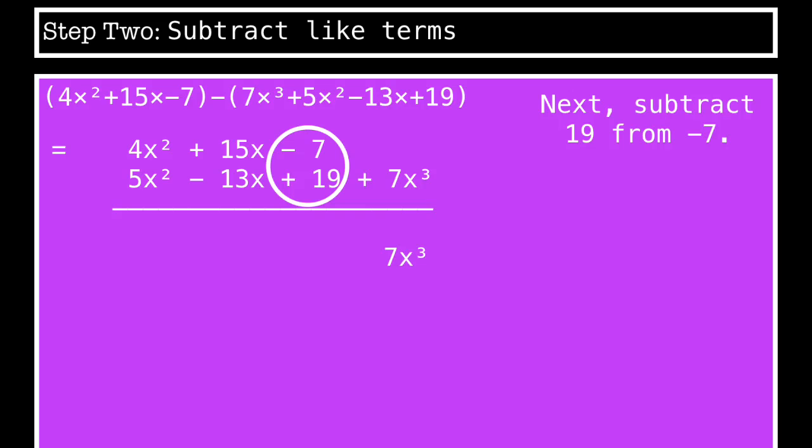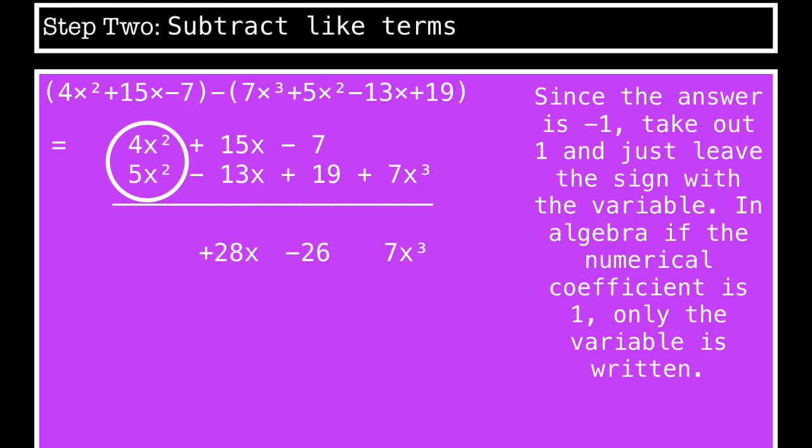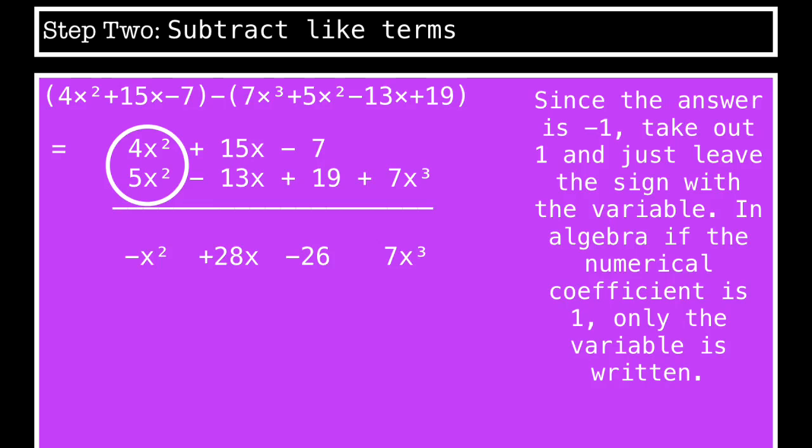Next, subtract 19 from -7. You subtract -13 by adding it. In subtracting a negative number, you always have to change the sign to addition. Since 4x squared minus 5x squared is -1, take out 1 and just leave the sign with the variable. In algebra, if the numerical coefficient is 1, only the variable is written.